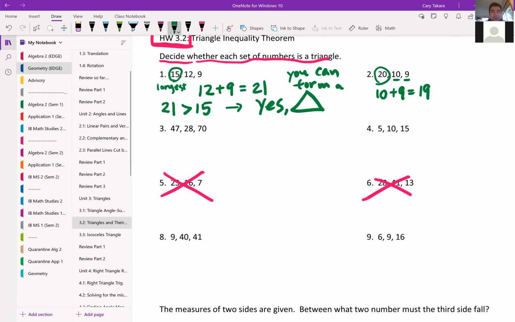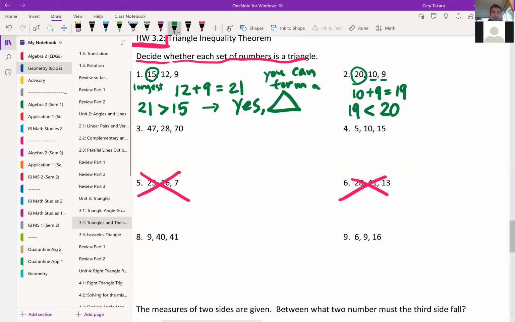Now, what does that mean? Is the 2 shorter sides combined... Are we skipping 5 and 6, right? 5 and 6? Yeah. Okay. So 19 is shorter than the longest stick, isn't it? 19 is less than 20. So what does that mean? It means no, you cannot form a triangle. It's impossible.